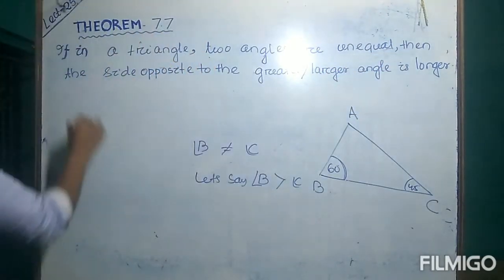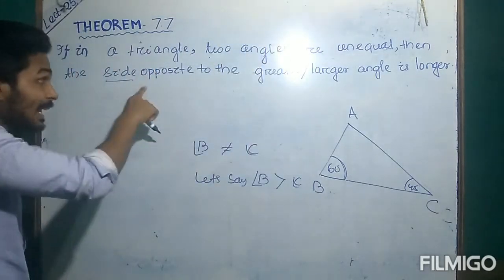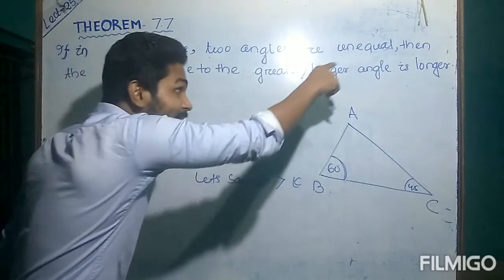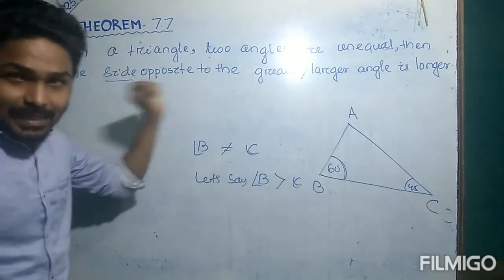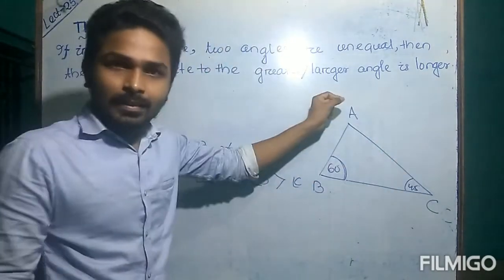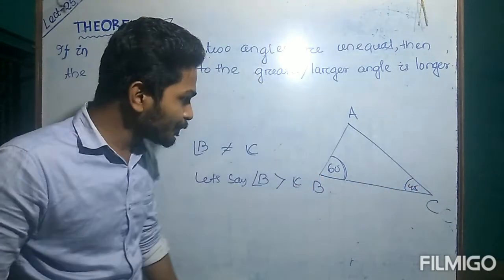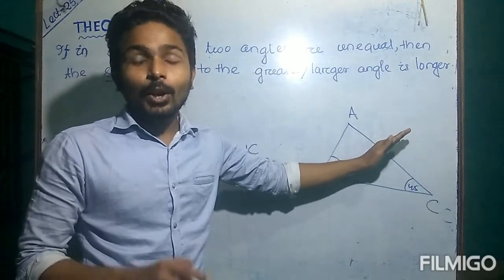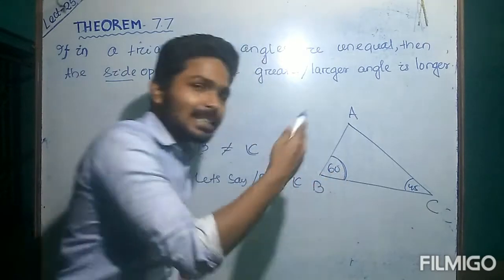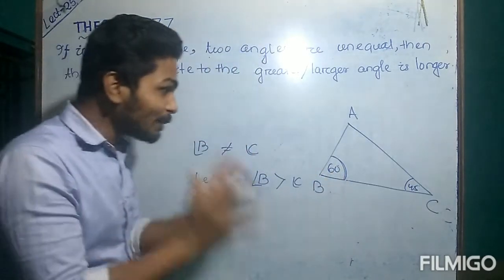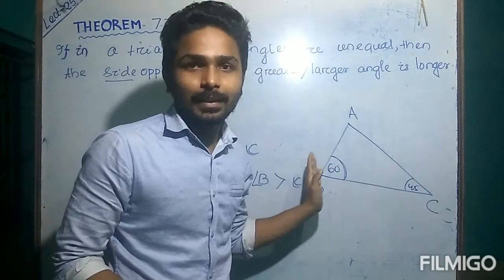Then the side opposite to the greater angle is longer. What does it say? It states that if in a triangle any two angles are of unequal measure, then the opposite side of the larger angle is longer. It means we have to first find which angle is larger among these two angles.